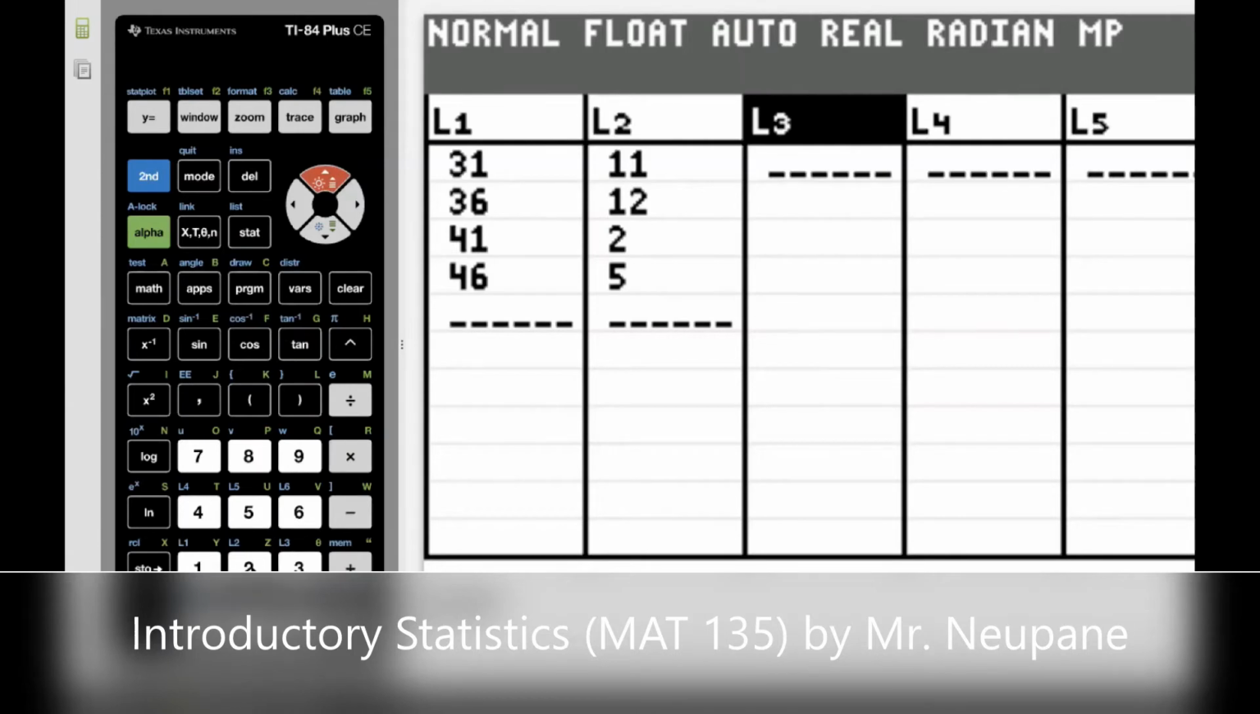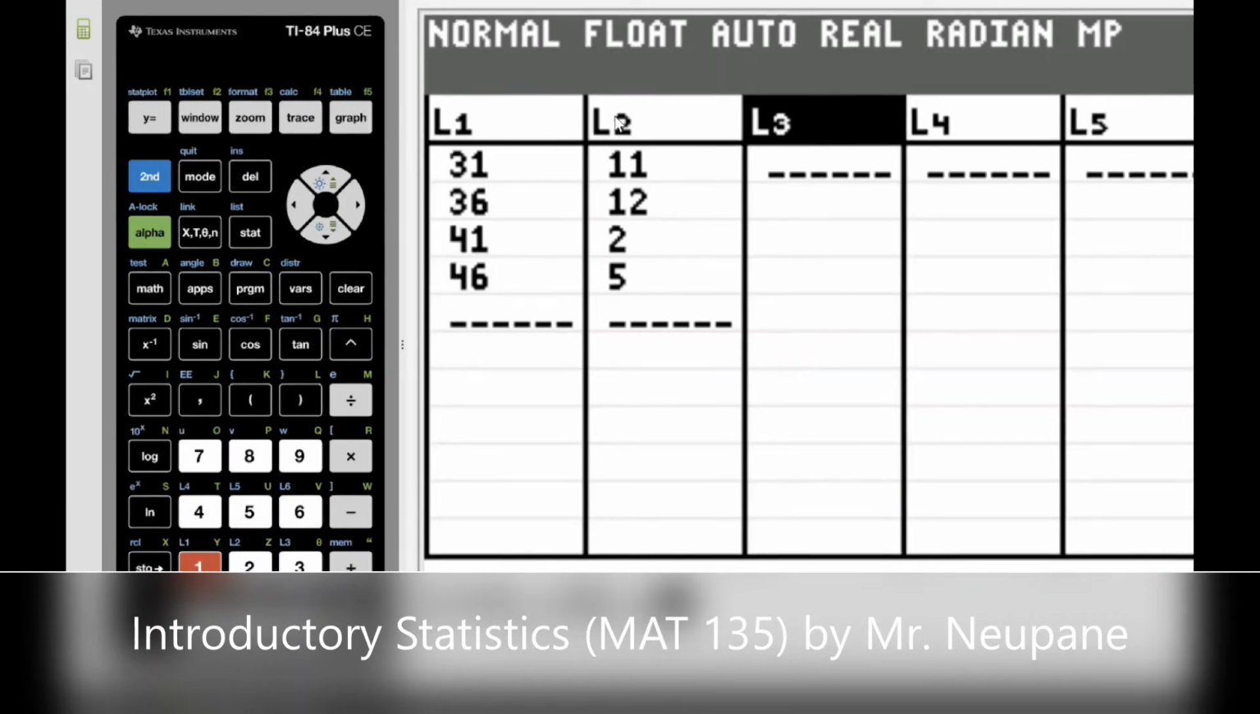So L2 is here. In order to type L2, you have to press second and 2. Please do that. Second and then 2, you'll see L2. Then times L1. L1 is underneath 1. So you have to press second and 1. So now what we have in our calculator, ready to execute, is that in place of this L3 in the third column, we are writing the values obtained by multiplying L2 and L1, that is F times X. Hit enter to see the magic.